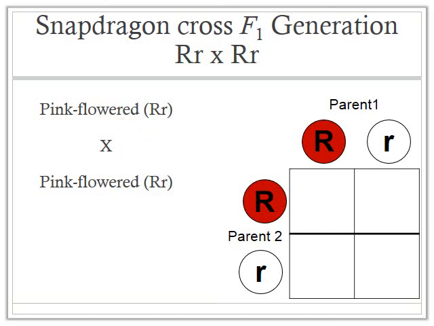So then we fill in our Punnett square. Big R, big R. Big R, little r. Big R, little r. Little r, little r. So this is what our genotypes are for the F2 generation.